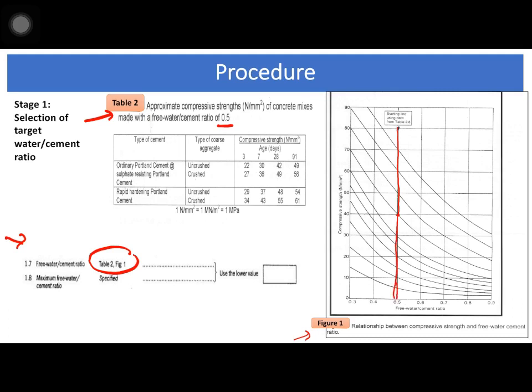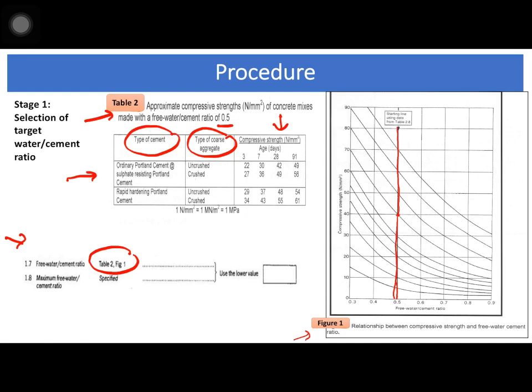This is the datum. Okay. Alright. Here, what we need to do with this table 2 and figure 1. So first, look at here. This is the type of cement, first column. Second column is the type of coarse aggregate. And the third column is about the compressive strength for the water cement ratio 0.5.